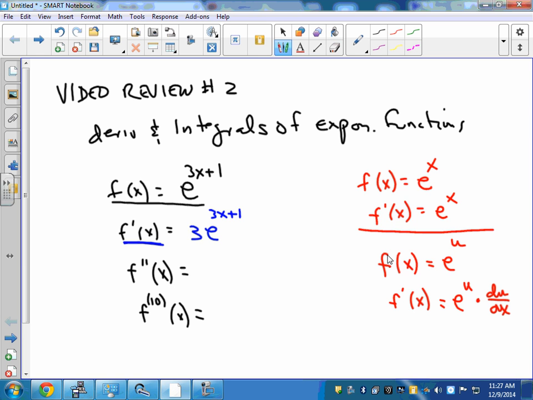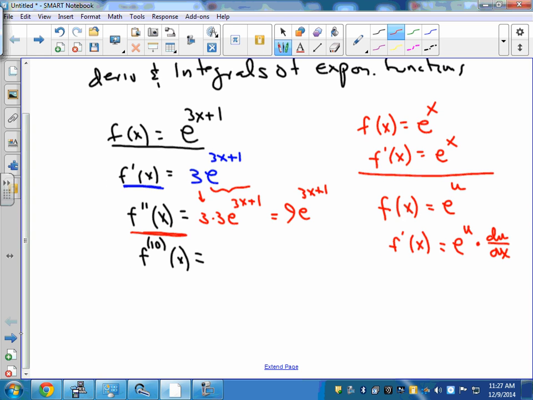Second derivative. The second derivative is the derivative of the first derivative. So this 3 comes straight down, and we know what the derivative of e^(3x+1) is. That's 3e^(3x+1), right? So now we have 9e^(3x+1). That's 3 squared. So the 10th derivative, 3 to the 10th, e^(3x+1). You got it. Done. So there's an exponential function using the chain rule multiple times.